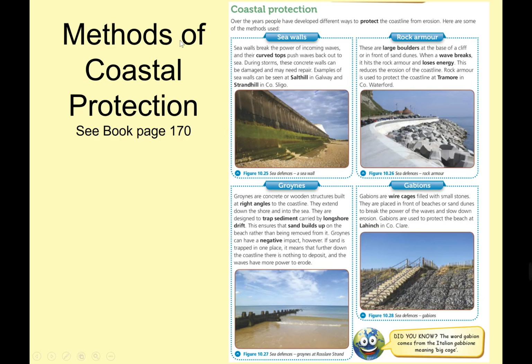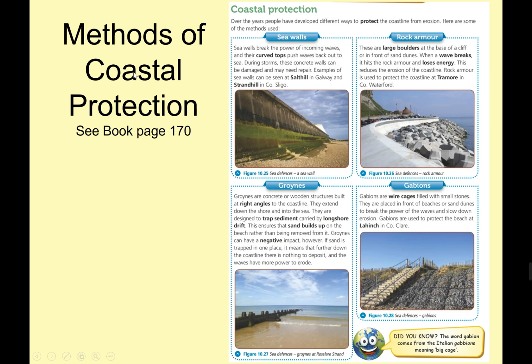So the methods of coastal protection, the four we looked at, are in your books on page 170. There's seawalls, and you've got the description there. There's rock armour, large boulders. There's the groins that are built at right angles, and there's the gabions, okay? And there's a short description of each one there. And these are in your books on page 170.